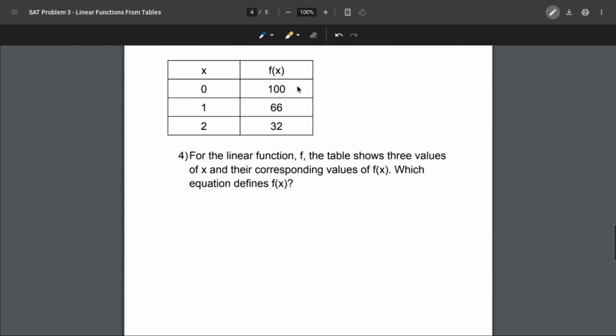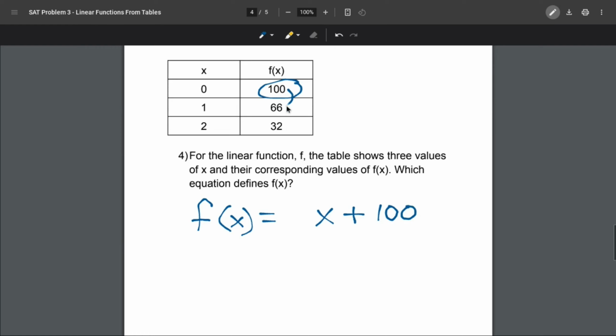All right, in this last one, our intercept here is 100. So we're going to say f of x equals whatever our slope is times x plus our intercept, plus 100. Okay, and we've got to figure out what this slope is.